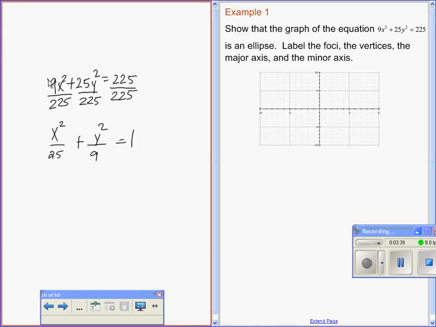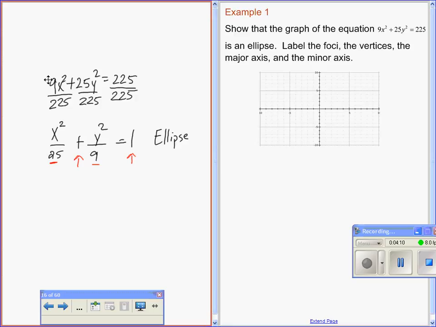Now, in this case, it's fine to go ahead and say that what we have is an ellipse. It's because we have the sum, it's equal to 1, and also we have differing values. 25 and 9 are different values. If those two values were the same, then what we would have is a special case of an ellipse, which would be a circle. So we do have an ellipse here. And now we're going to go through and label the foci, the vertices, the major axis, and the minor axis.